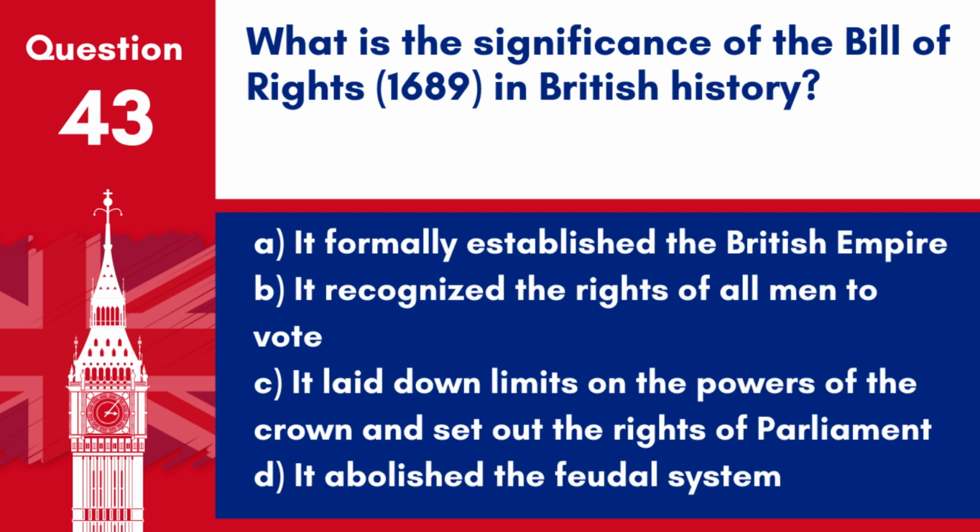Question 43. What is the significance of the Bill of Rights, 1689, in British history? A. It formally established the British Empire. B. It recognized the rights of all men to vote. C. It laid down limits on the powers of the Crown and set out the rights of Parliament. D. It abolished the feudal system.